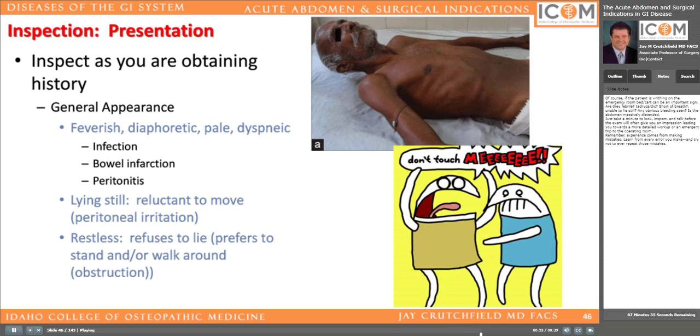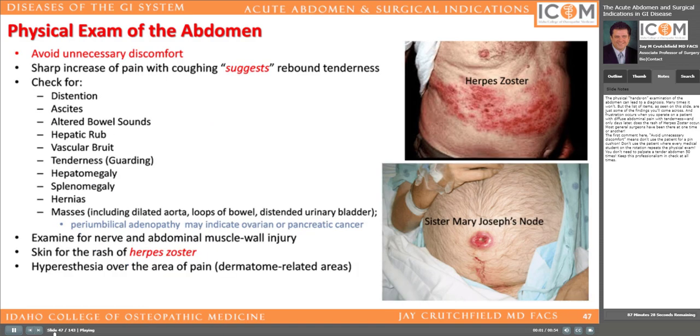Remember, experience also comes from making mistakes. Learn from every error you make and try not to repeat those mistakes. The physical hands-on exam of the abdomen can lead to a diagnosis, and many times it won't. But the list of items as seen on this slide are just some of the findings you'll come across. And frustration occurs when you operate on a patient with diffuse abdominal pain with tenderness, and only days later does the rash of herpes zoster occur. Most general surgeons have been there at one time or another and made that mistake.